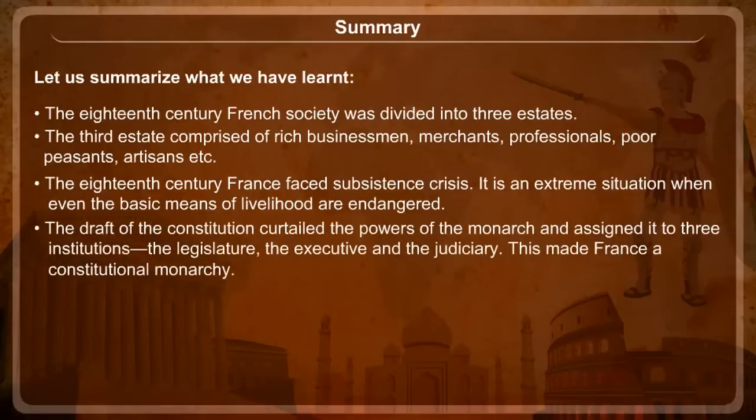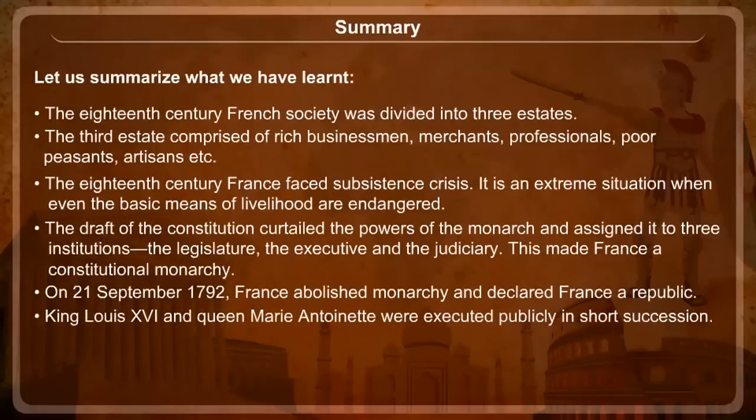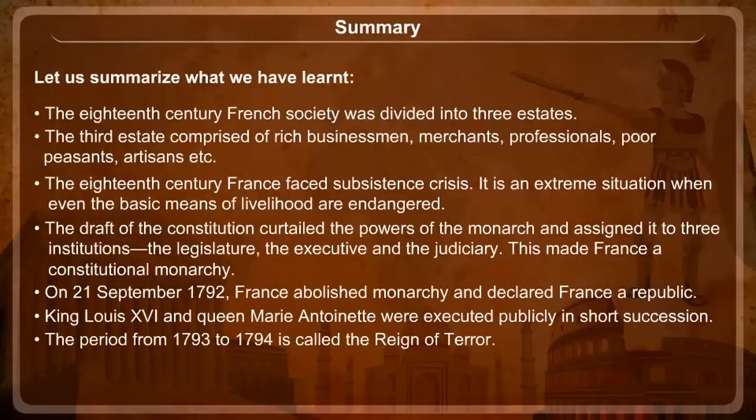The draft of the constitution curtailed the powers of the monarch and assigned it to three institutions: the legislature, the executive, and the judiciary. This made France a constitutional monarchy. On 21 September 1792, France abolished monarchy and declared France a republic. King Louis XVI and Queen Marie Antoinette were executed publicly in short succession. The period from 1793 to 1794 is called the Reign of Terror.